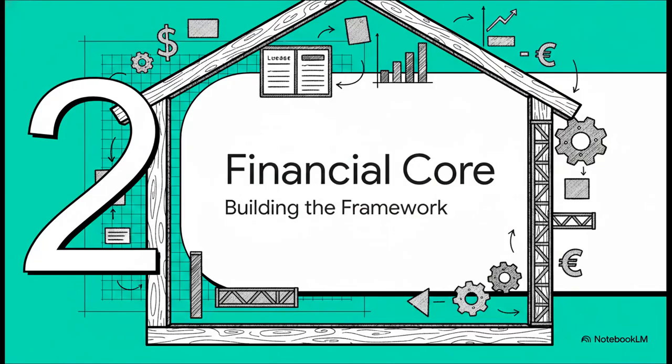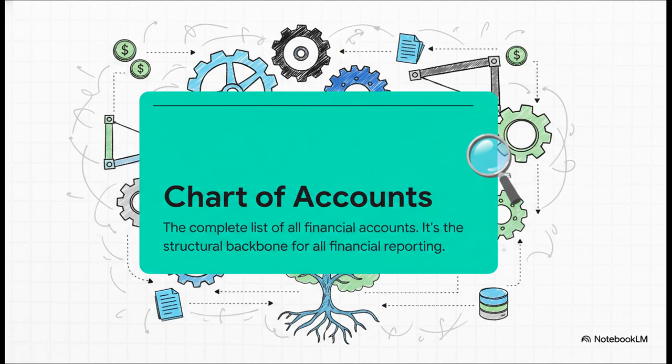Okay, on to section 2, structuring your financial core. So if the last section was the blueprint, this is us building the framework of the house. We're putting up the essential structure that's going to support all of your financial reporting. Now, right at the heart of that framework is the chart of accounts. This is it, the complete list of every single financial account you have. It is the absolute backbone of your entire financial system. Every transaction, every report, it all comes back to this.